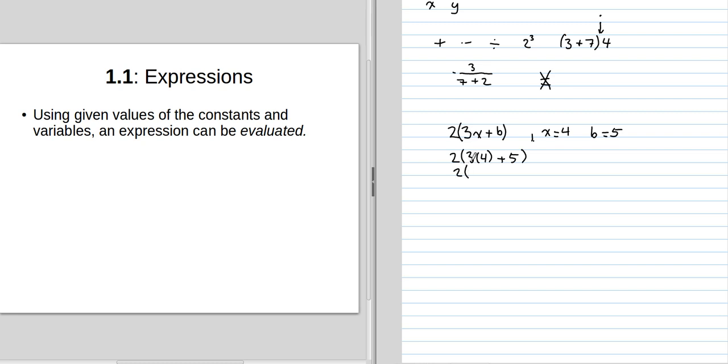3 times 4 is 12. 12 plus 5 is 17. And 17 times 2 is 34. So we now know the value of this expression with the given values of the variables and constants to be 34.